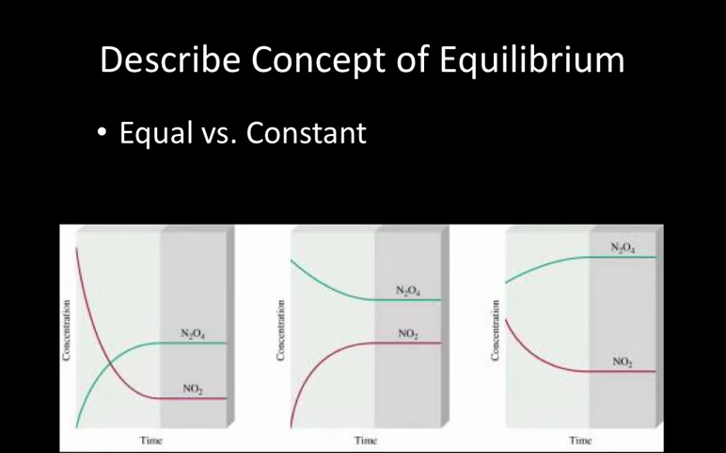So what I'm doing here is just going through the concept list that I gave you. It's that list that's on the orange piece of paper, and we're just going to talk through a little bit of each one. So the first one says to describe the concept of equilibrium.